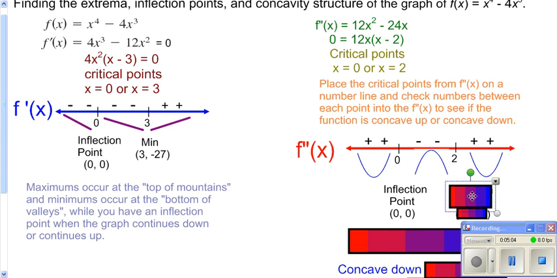We're switching concavity here. Our x-coordinate is 2. You want to go ahead and take 2 and plug it into your original function up here. And then you end up getting a negative 16. So those are our points of inflection.